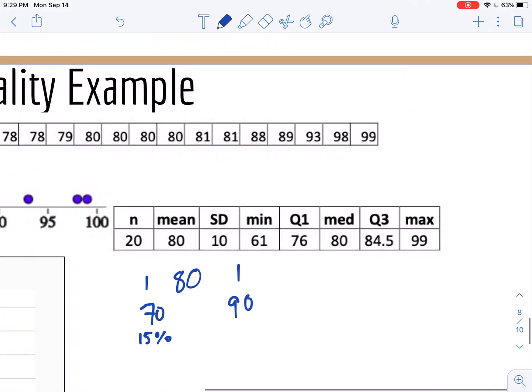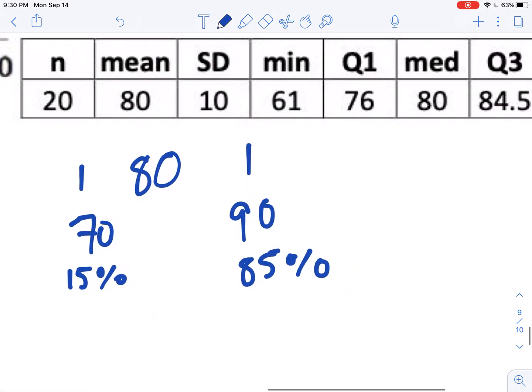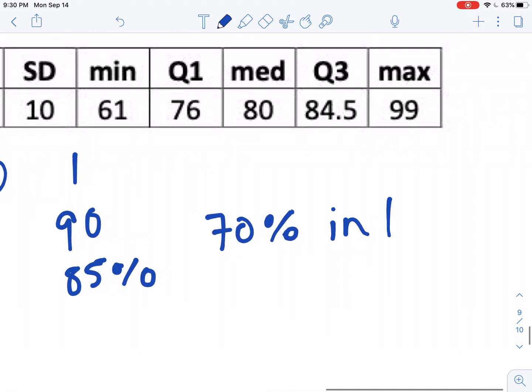90 would mean that there's only 3 test scores above it, so that means that it would be in the 85th percentile, because there's going to be 17 test scores lower than that 90. I quickly do my math here, 85 minus 15, and that gives me 70%. All right, so I've got 70% of my data within one standard deviation. This is proximal to 68%, so I could still be looking at something fairly normal here.